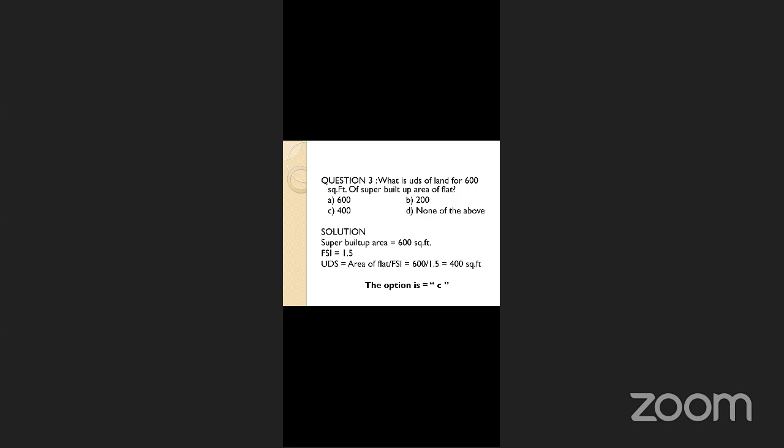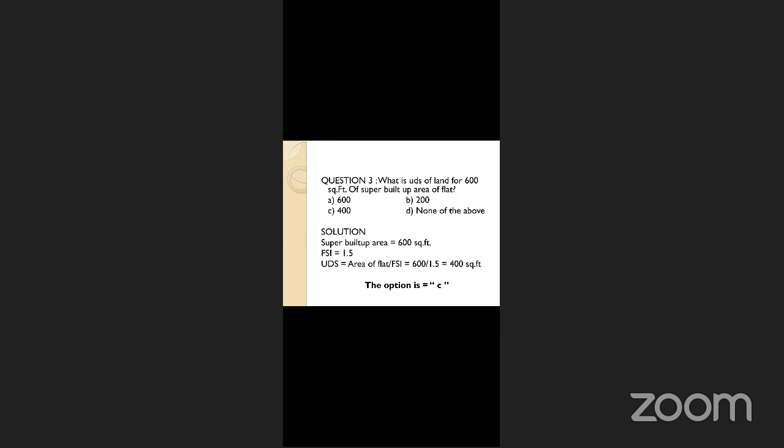Proportionate. See, the 900 flat will get how much? 600 square feet, whereas the 600 square feet flat got 400 square feet. This is the difference: proportionately only you will get the UDS. If your flat's built-up area is more, you will get accordingly more area of UDS. Not equal. With 900 and 600, everybody won't get an equal share of UDS. It depends on the size of your apartment area.